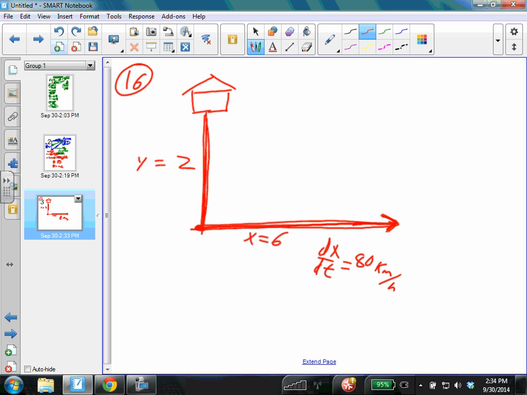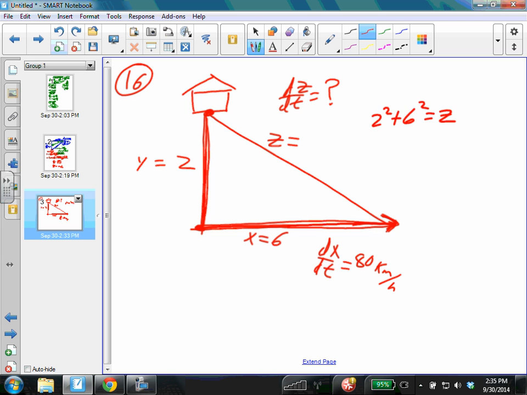And then the question is about how fast the distance between the car and the house is changing. I'm going to call that Z since we already have X and Y, right? So since we're asking about Z, what we're looking for is a change in Z with respect to time. That's what we're trying to figure out. We know Y is 2. We know X is 6. So we kind of need to find Z, right? Yeah, we'll use the Pythagorean theorem. That means that 2 squared plus 6 squared should equal Z squared.